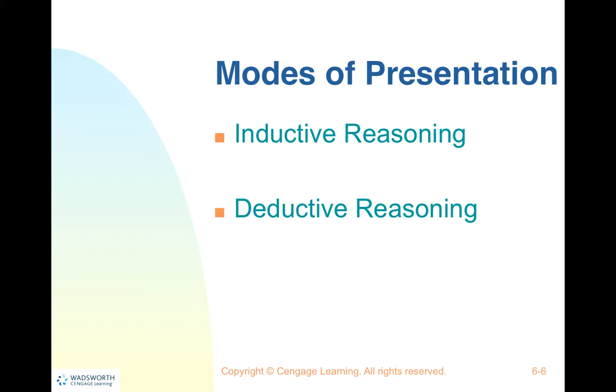Two types of reasoning that we use are deductive and inductive. Deductive moves from general to specific, and inductive is specific to general. One way you can think of it is deductive is the concept first, and inductive starts with examples.